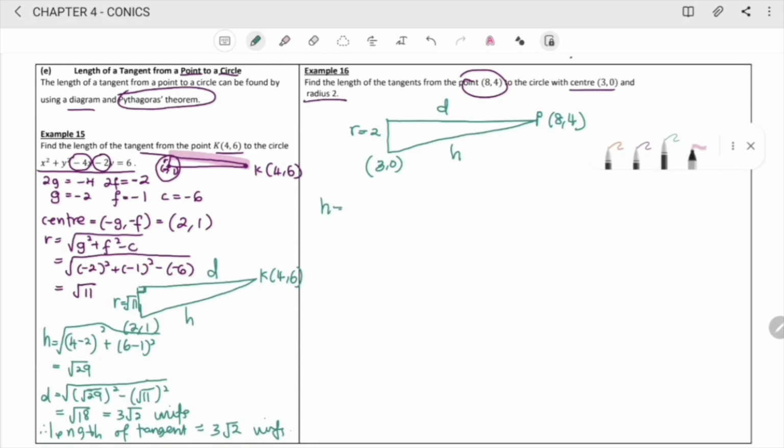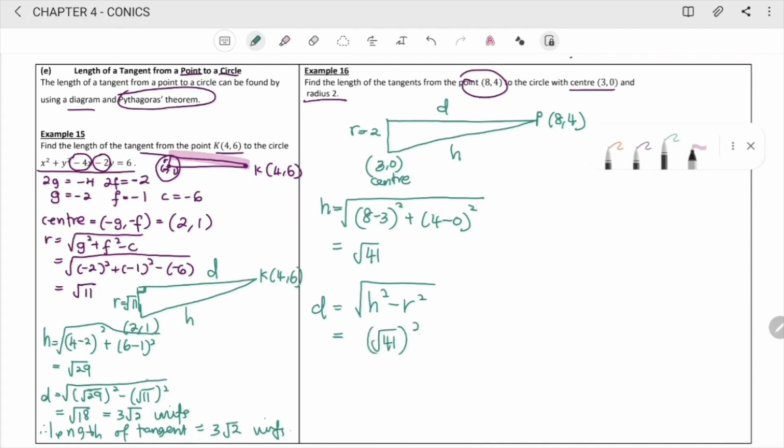So H is the length from the center to the P. This is the center, so H is the square root of (8 minus 3) squared plus (4 minus 0) squared, and then you will get square root of 41 for the H. So for the D, we know that H squared minus R squared gives D squared, which is 41 minus 2 squared for the R, and you will get the answer as square root of 37 units for the D, which is the length of the tangent from the point to the circle.